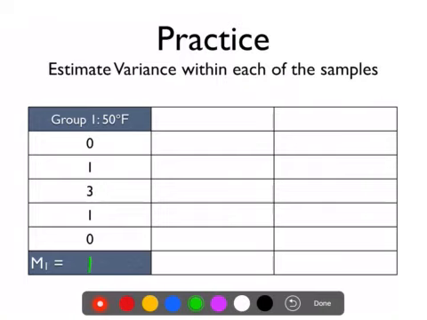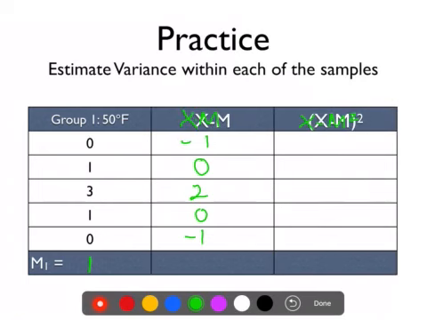So 0 minus 1 is negative 1. 1 minus 1 is 0, getting ahead of myself. And we have 2 and 0 and negative 1. We're going to square each value. I think I probably could click those and they'd come up. There we go. We're going to square each value then. And we have 1, 0, 4, 0, and 1. And this is the sum of squares. So we're going to add all those values together and we get 6.